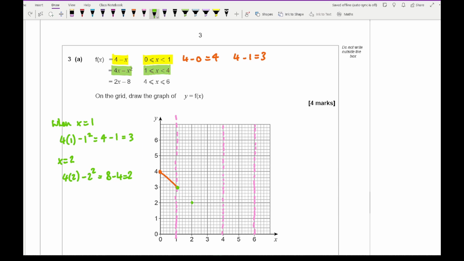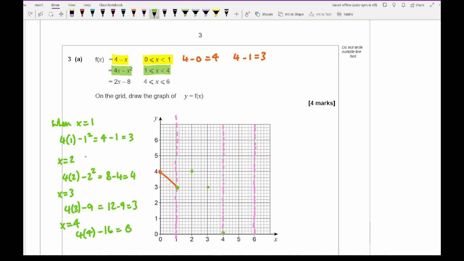Oh, that's going to be 4, not 2, so that should be 4, and that's going to be there. When x equals 3, I'm going to do 4 lots of 3 minus 9, so that's going to be 12 minus 9, which is 3. So that's going to be there. And when x equals 4, it's going to be 4 lots of 4 minus 16, which is 0. And that's going to be down here.